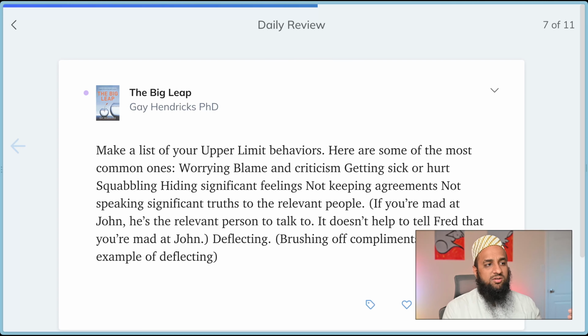So brushing off compliments is a good example of deflecting. If you're being complimented for something, deep inside we don't feel that we deserve that, and we brush it off, saying, yeah, okay, that's not really me. Many people I know do this, so it's not unheard of. Depending on how exactly you're deflecting, I'm not talking about modesty. False modesty is a different discussion altogether. I'm not talking about modesty or humility. Those are good attributes. Again, everything in moderation. But if you're brushing off compliments in a way that you don't accept the compliments at all, that is an upper limit behavior.